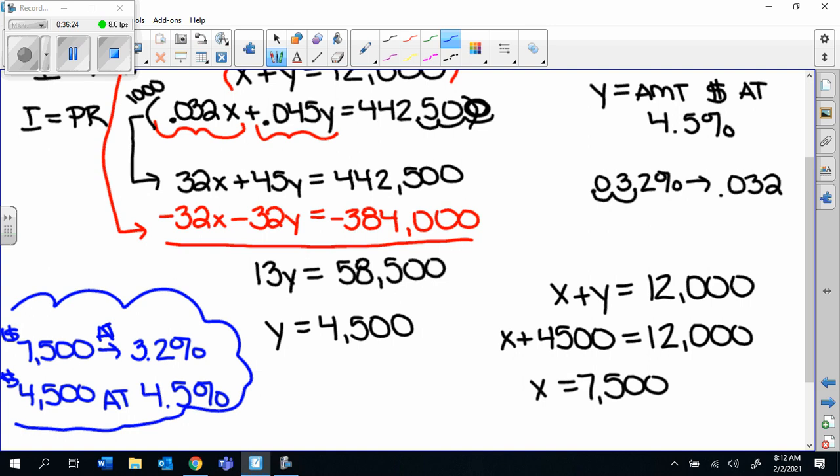All right. So that's it. I hope that you kind of saw the pattern through there. The mixture ones are just a little bit trickier. The interest one is just a little bit trickier.